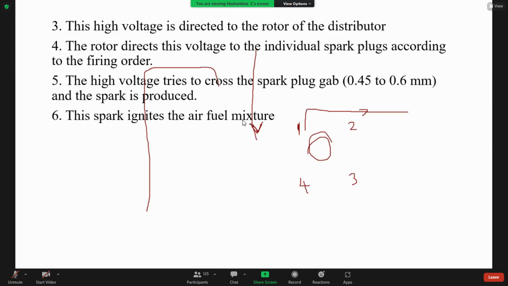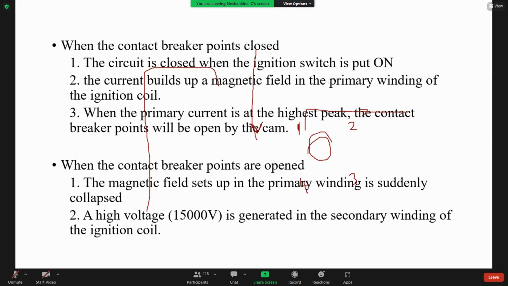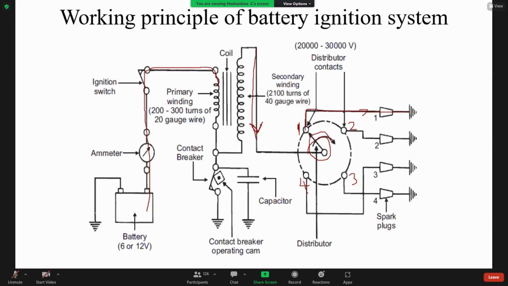Then this firing happens according to this order. Understood or not this concept? Students? Understood, ma'am. Yes. Okay. So first draw this line diagram in your notebook.